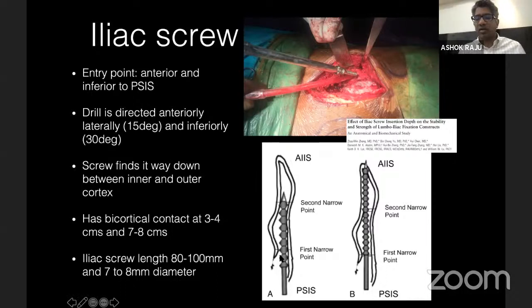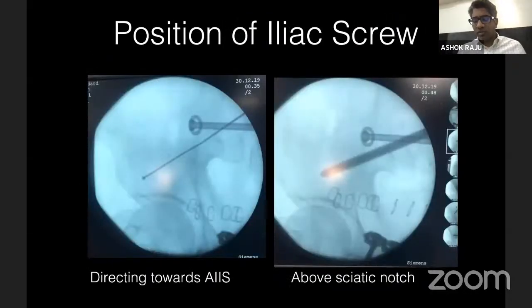The reason is that it has a bicortical contact at around 3 to 4 centimeters from the PSIS and at around 7 to 8 centimeters from the posterior superior iliac spine. This single screw, when it is longer in length, has more pullout strength. So you have to check your screw position while you're doing the ilial screw. Look into the iliac view to see that it points toward the anterior inferior iliac spine.